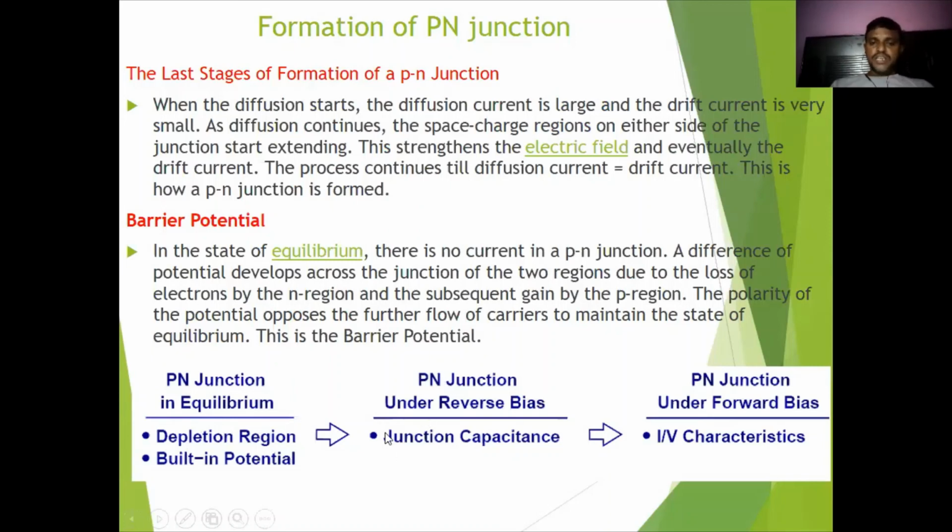So this is the first step: PN junction formation and open circuit PN junction. The second step is when you make the PN junction under forward bias and under reverse bias. In reverse bias, we have junction capacitance. Under forward bias, we can also see the VI characteristics of the PN junction. One by one, we will see here.